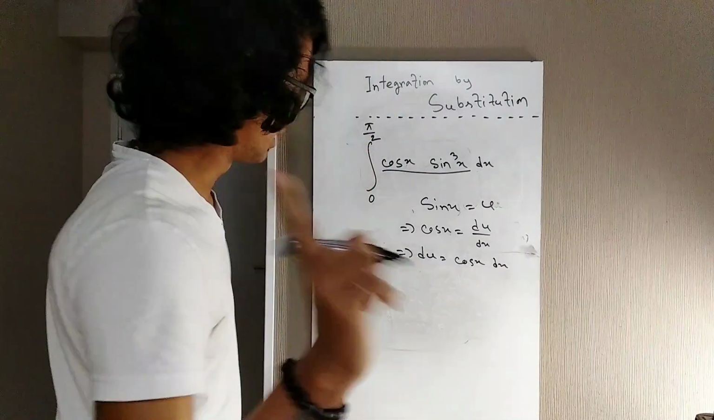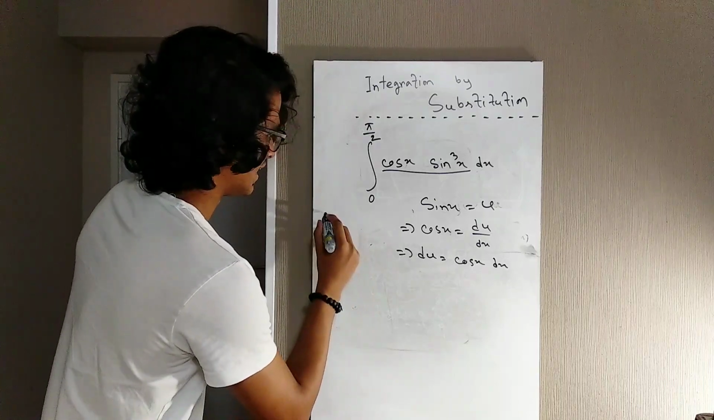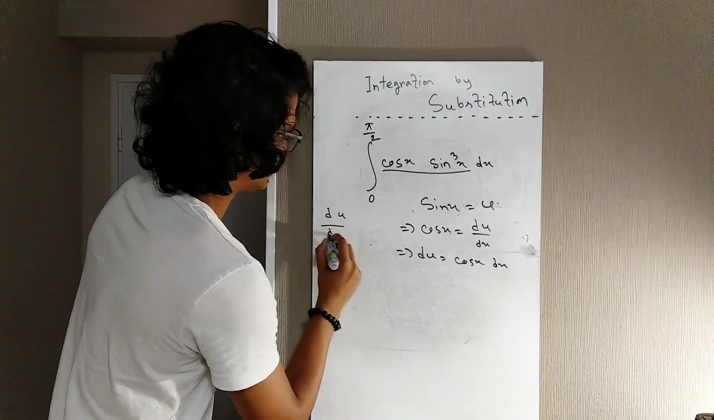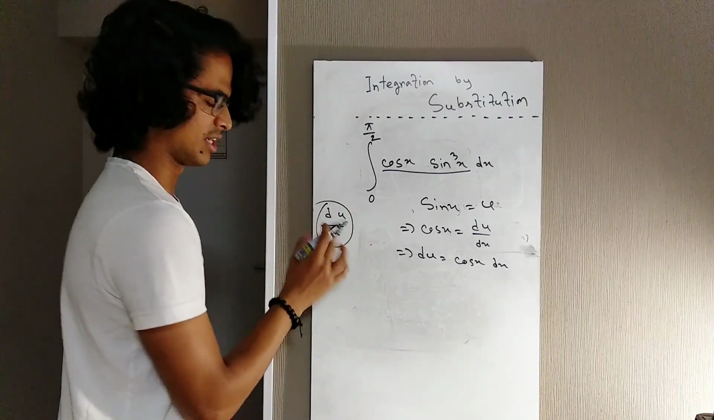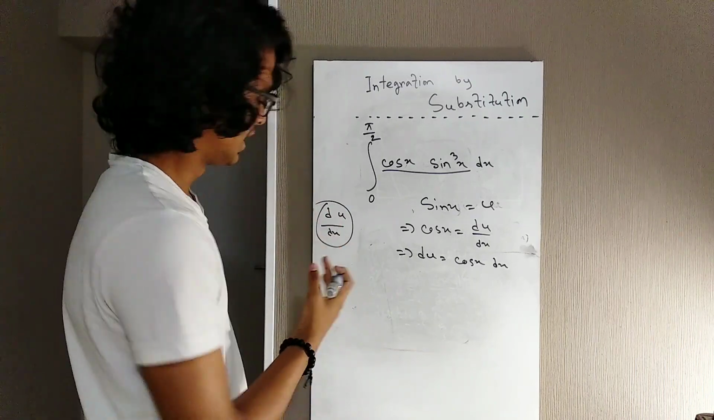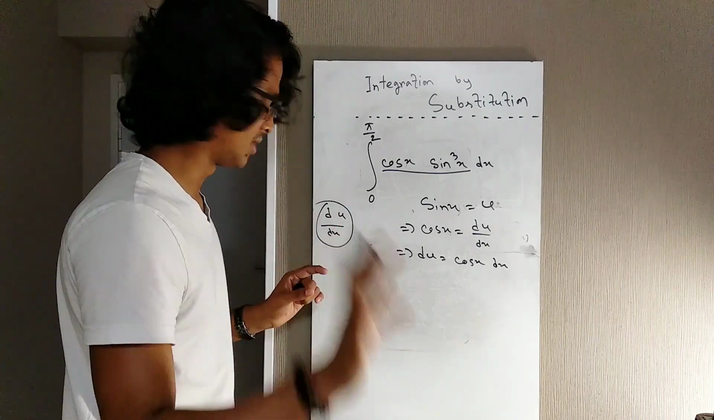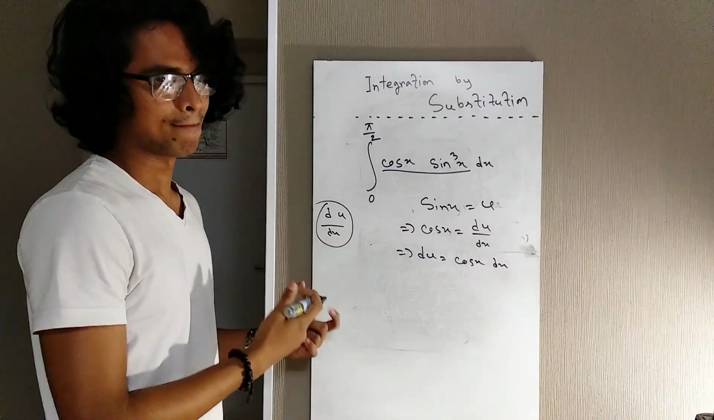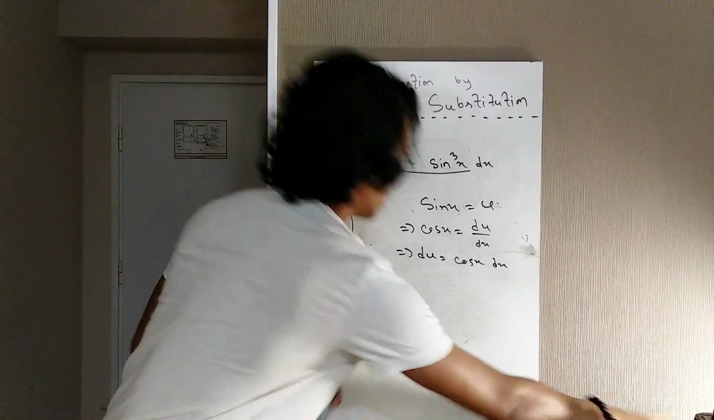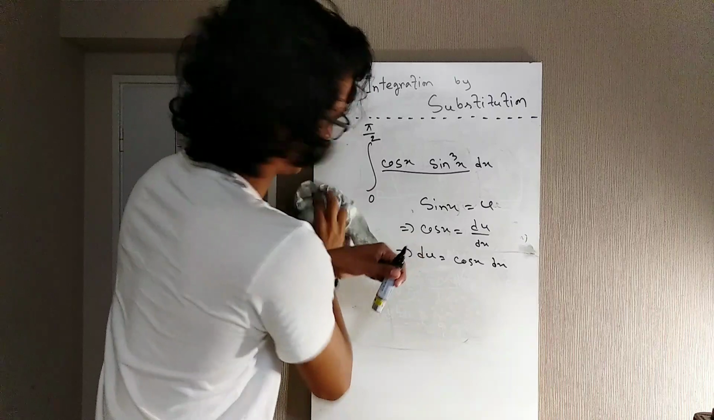But I just wanted to emphasize here, du dx is not a fraction. This is not a fraction. This is an operator. Okay, I just wanted to emphasize here. This is not really a fraction, so don't consider it to be a fraction. It's an operator. But still, we know that we can write it like this.